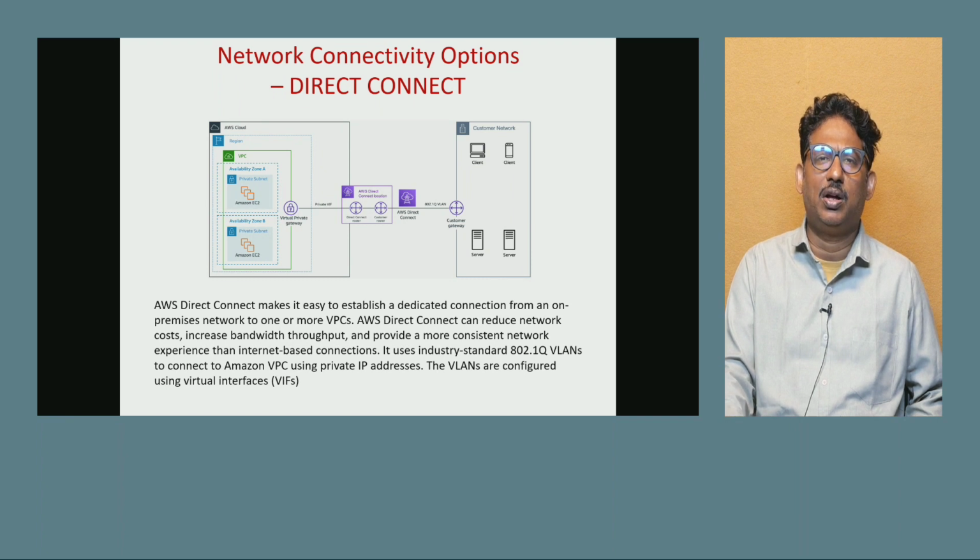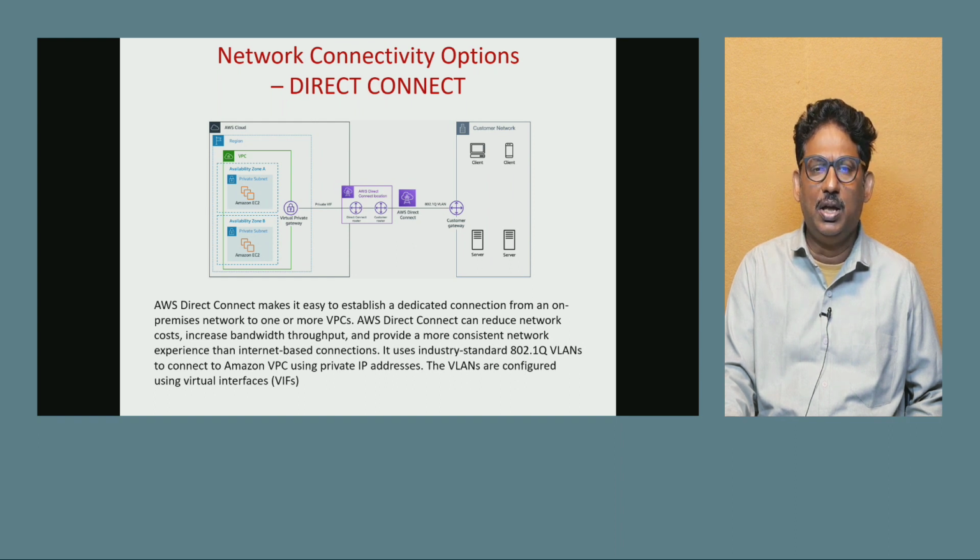Next comes the network connectivity option Direct Connect. Direct Connect comes under the VPC, virtual private cloud, and depends upon the region and AWS cloud. Here availability zone A has Amazon EC2, and availability zone B also has two sets of private subnets used for the virtual private gateway. Then comes the AWS Direct Connect location, which connects to the Direct Connect location and the connect locations that determine the AWS Direct Connect. And then comes the customer gateway, which is the customer network, that is the client, and the client will be connected to the server.